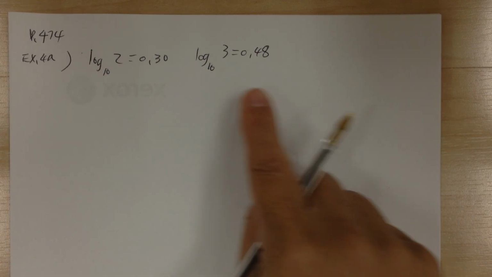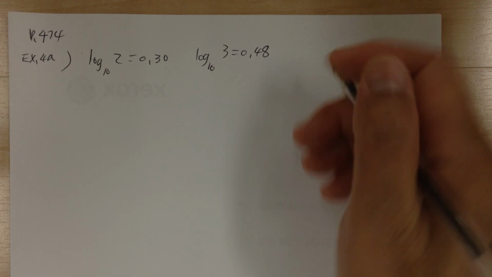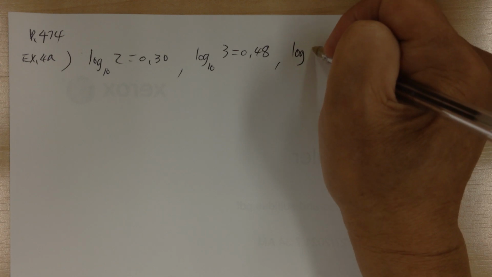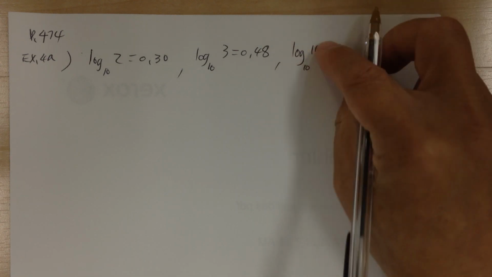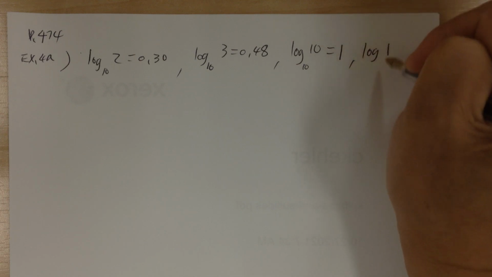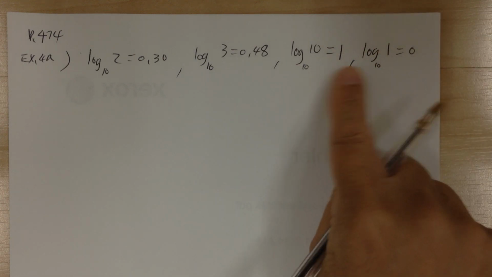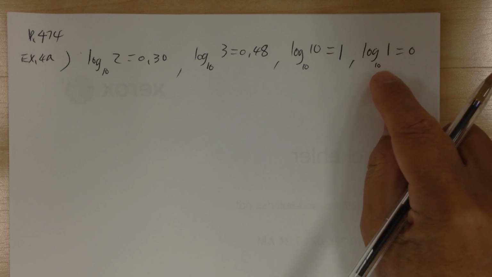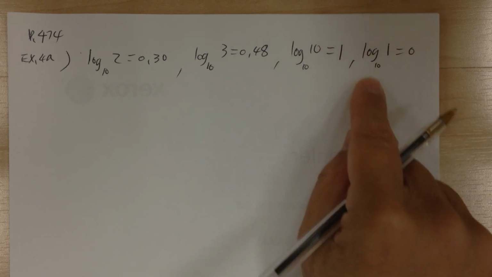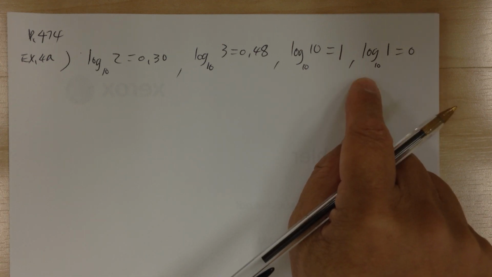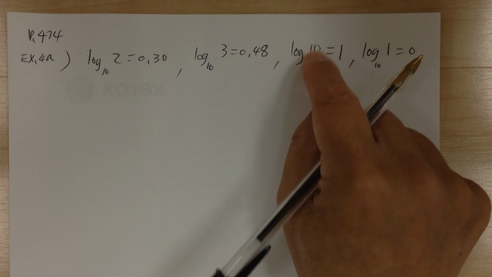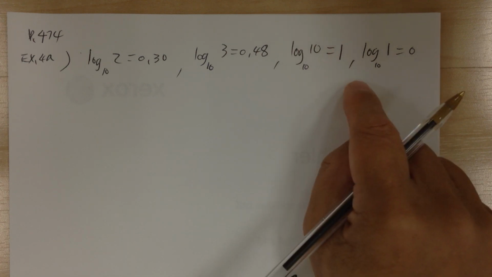Now there's a couple more pieces of information that you need to know. Another fact you need to know is log base 10 of 10, when these two numbers are the same, equals 1. And also log of 1 equals 0. So you need to know this. Again, think about 10 to the 0 power equals 1, and 10 to the 1 power equals 10. So these are two additional pieces of information that you need to know. Again, when the base and the number are the same, it's equal to 1.